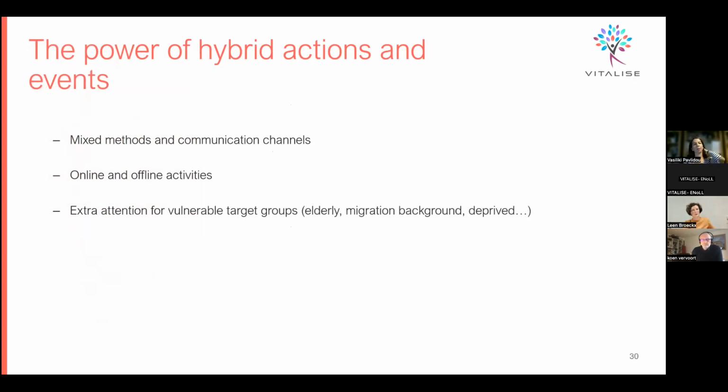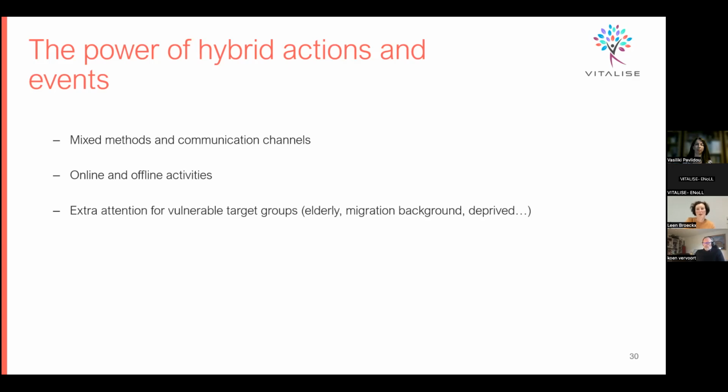We believe in the power of hybrid actions and events. What Koen says, every stakeholder needs another strategy, another recruitment strategy, another strategy for engaging and to keep them warm and involved. So you need a mixed set of methods and also mixed communication channels. Of course, we do a lot of online things, websites, even online co-creation sessions, but also don't forget the offline activities, because you don't always find the right people in an online community. And something I want to touch upon is to pay extra attention to vulnerable target groups.